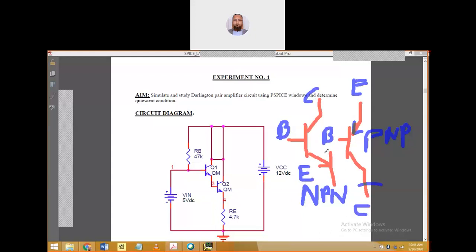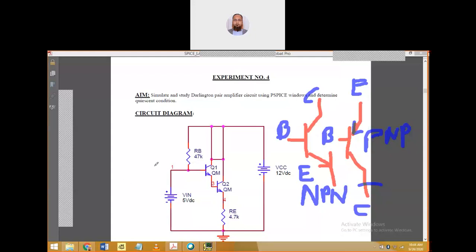So only the arrow is different, and the names of the nodes are the same, although the position is different. For the NPN we have CBE, collector base emitter. Here we have EBC, emitter base collector. So this is how we draw the BJT circuit. This is the circuit symbol of the BJT.